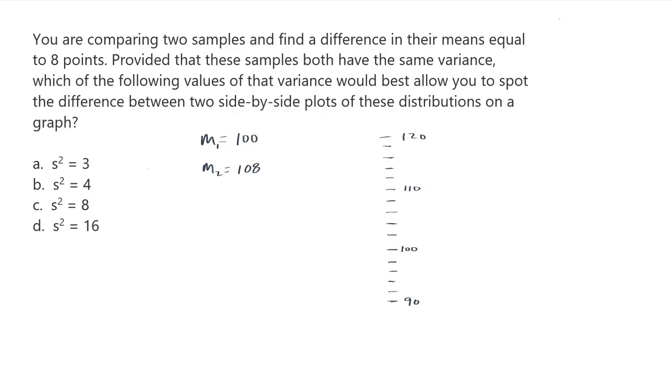Now, we need to have two different means. So on this side I'll put my mean equals 100, and on the other side I'm going to have my mean equals 108. Now they want to know which variance, if these both have the exact same variance, out of the ones listed here is going to make it easy to spot the difference between these two distributions. And these are just the means, or the centers of the distributions. So these two distributions side by side.